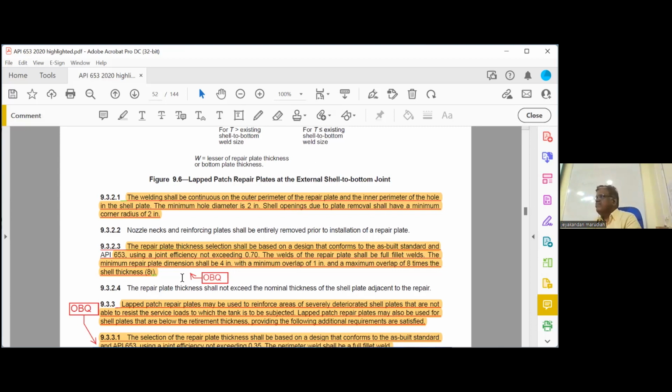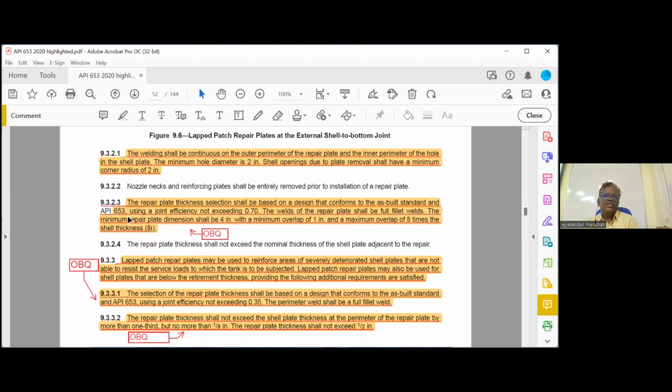40 mm means it will be 1.5 inch. More than 1.5 inch overlap. Okay. That is the first one.